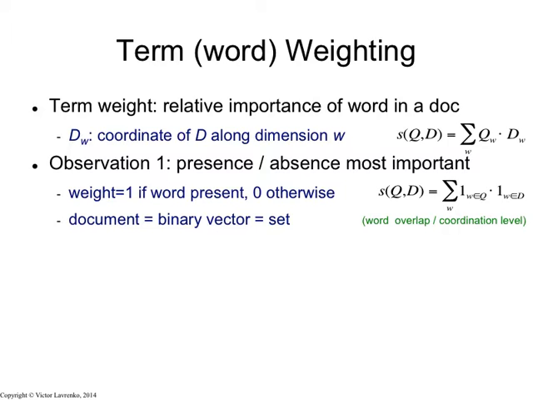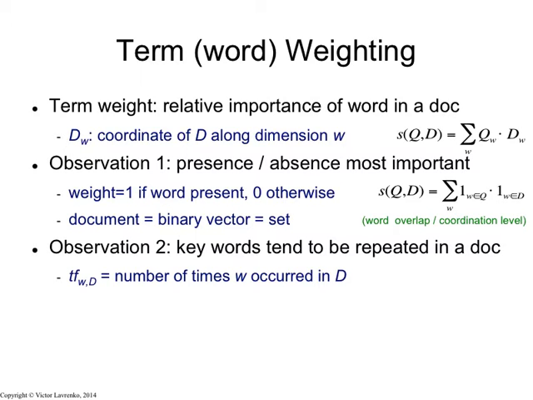And the name for this algorithm is usually the word overlap algorithm. It's also called coordination level matching, and there are a few other names. But you're basically looking at how many words are in common between the query and the document, not counting the repetitions. Now, why don't we count the repetitions?